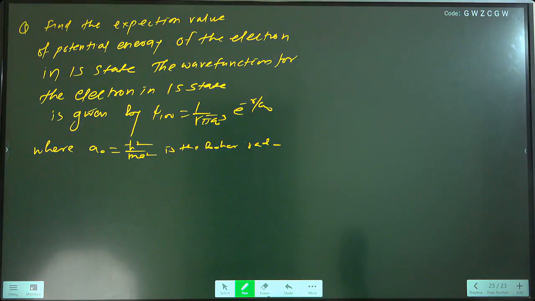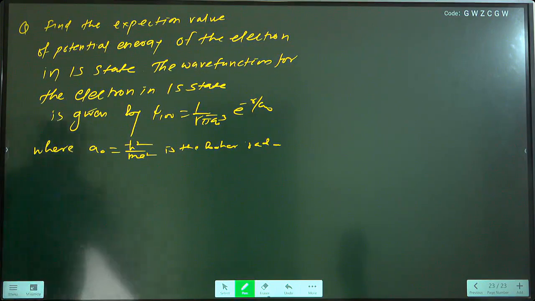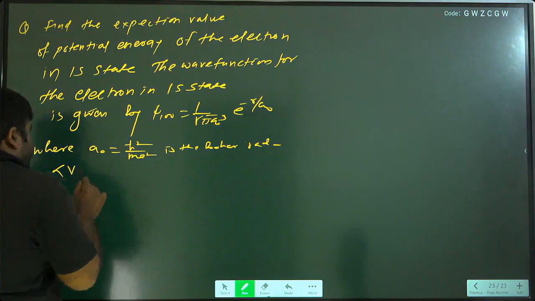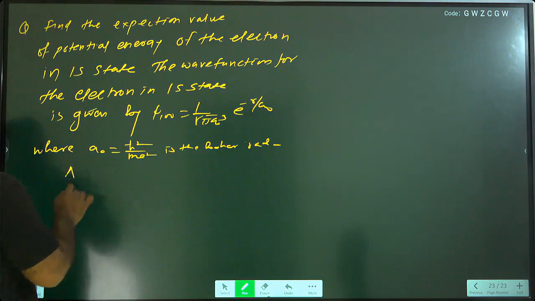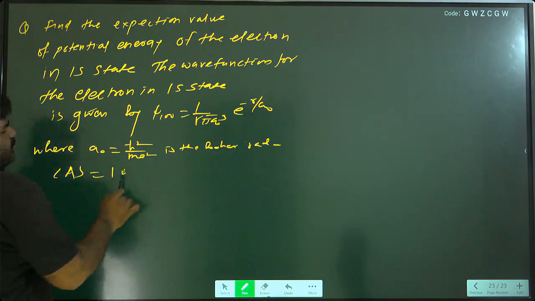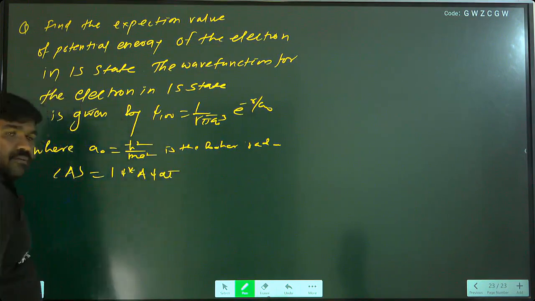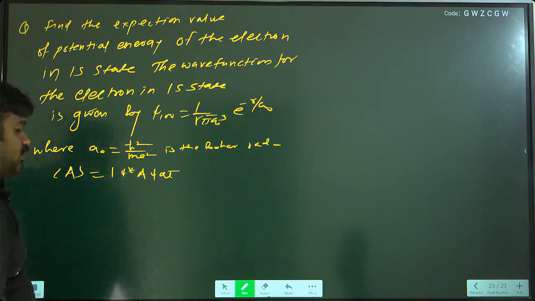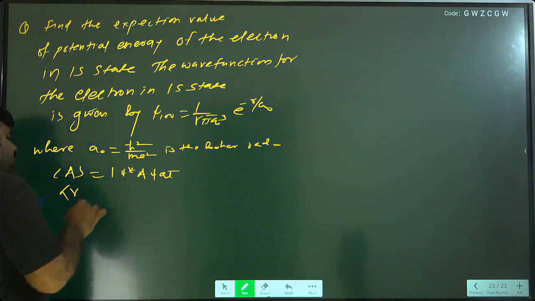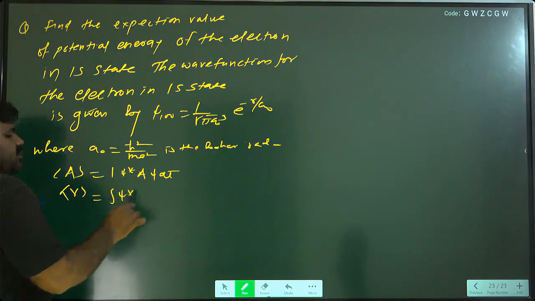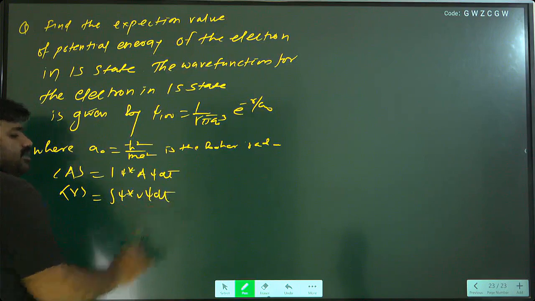What do we have to find? Find the expectation of potential energy, the expectation of V. In general, what is the expectation of A? The expectation of A is equal to the integral of psi star A psi d tau. Yes or no? But here A is replaced by V. Then we can write the expression of V as the integral of psi star V psi d tau.